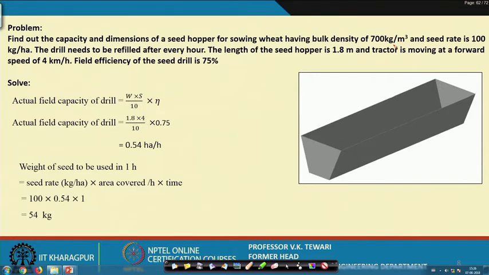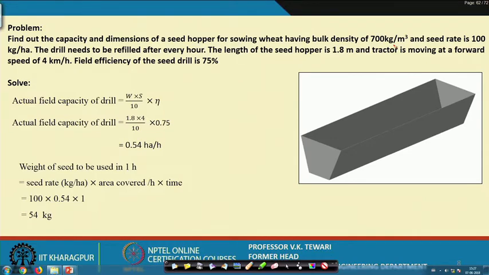This is the requirement. The length of the seed hopper is 1.8 meter. A limitation has been given to you, and maybe this is data which will help you to proceed, if you go back to the information or the equations which we have given earlier. So, this will help you in putting in this value and coming out with the details. And the tractor is moving at a forward speed of 4 km per hour. If the speed is 4 km per hour, you will have some information as to how much width it is covering. You will definitely need to guess certain things so that you can find out the capacity and dimensions of the seed hopper.